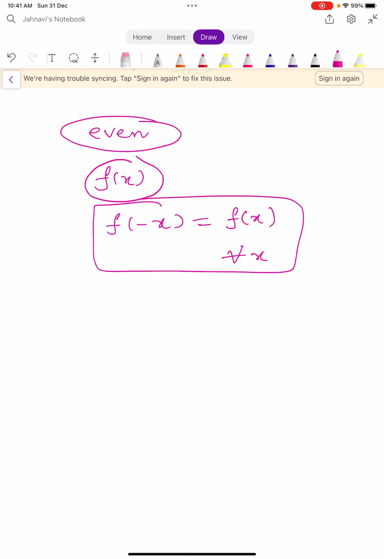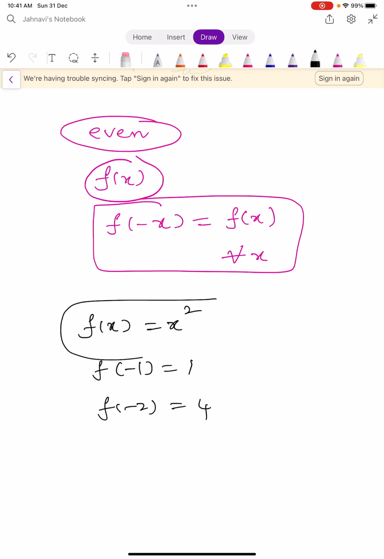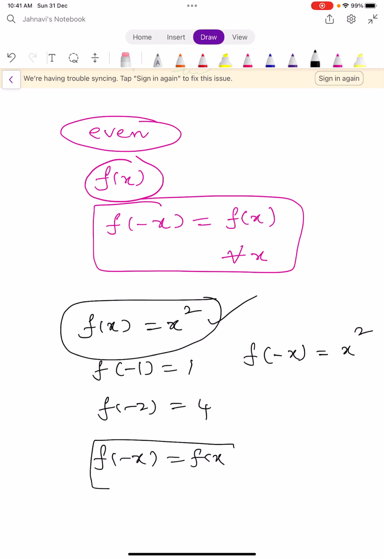For example, suppose f of x is equal to x square. You see that f of minus 1 is equal to 1, f of minus 2 is equal to 4. This function gives the same x square for negative values also. So f of minus x is equal to f of x. Such a function is known as an even function. f of x equals x square is even.